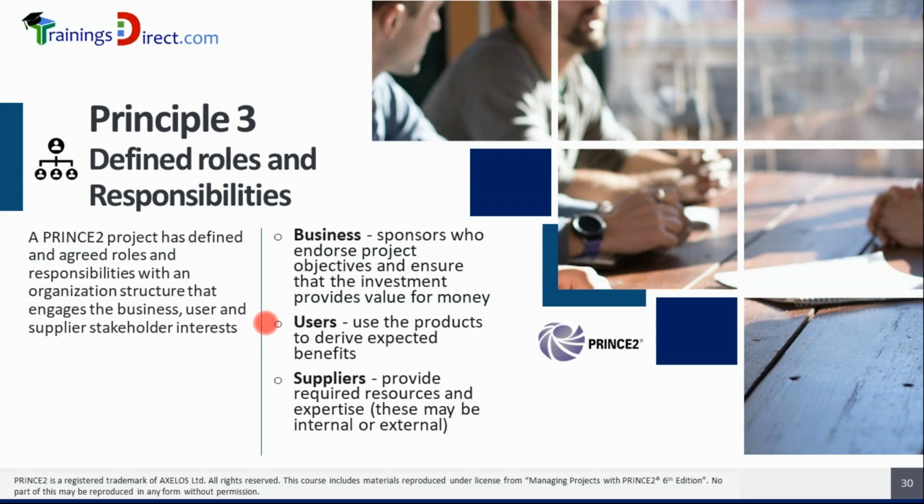Lastly, suppliers. Suppliers are the stakeholders who provide required resources like people, equipment, materials, etc., and expertise on the subject matter, which are specific to industry. These may be internal or external. Suppliers may exist in different industries like IT, construction, pharma, and so on.